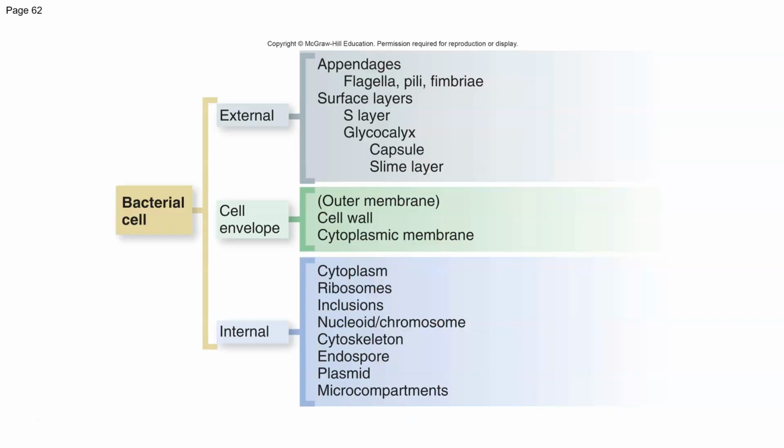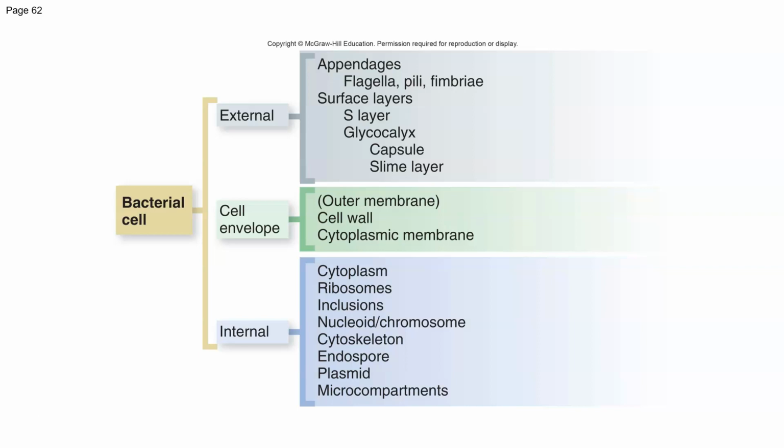When we look at the way a bacterial cell is put together, it says that we've got three basic parts. We've got an internal part, which includes things like plasmids and endospores, and the nucleoid, or your chromosome, inclusion bodies, ribosomes, and cytoplasm. And you can see the internal part does not have a whole lot of things to it. The outer part, or the cell envelope, it says it's got an outer membrane, it's got a cell wall, and it's got a cytoplasmic membrane.